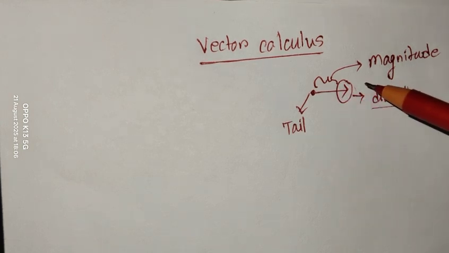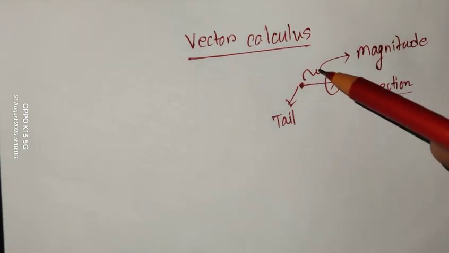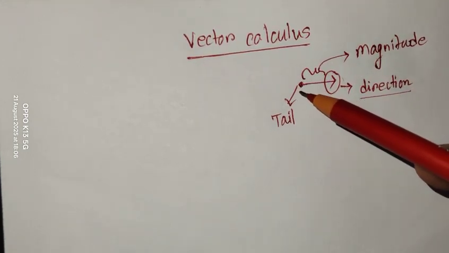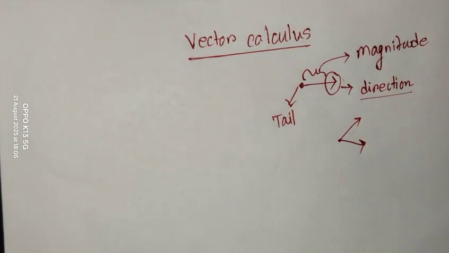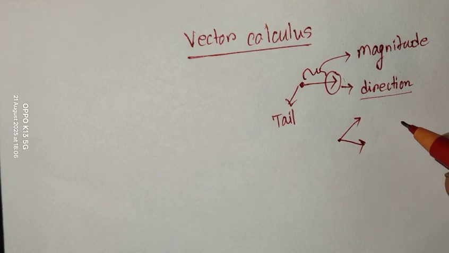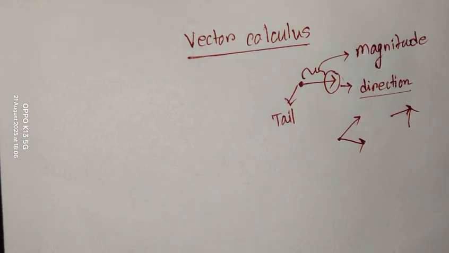So this is the vector, where this is nothing but the head, which gives us the direction. This is the magnitude, and this is the tail. We can connect two vectors through their tails, something like that, or we can connect two vectors through their heads, something like that. Right? So the important thing is what a vector actually is. So this is the vector.